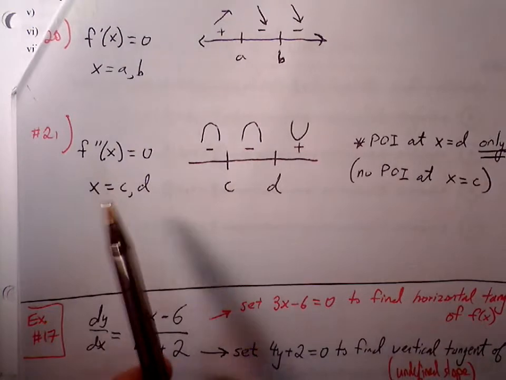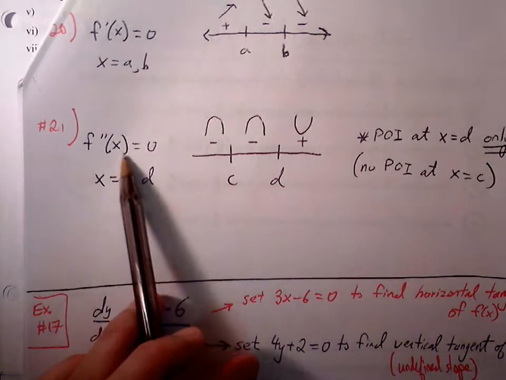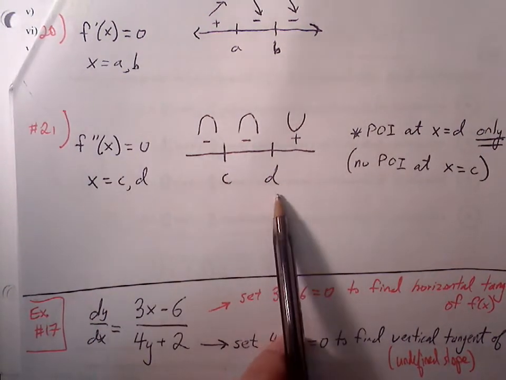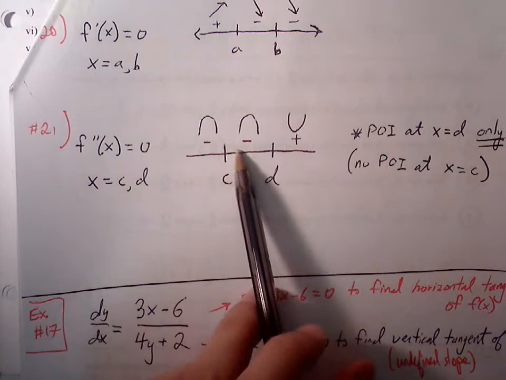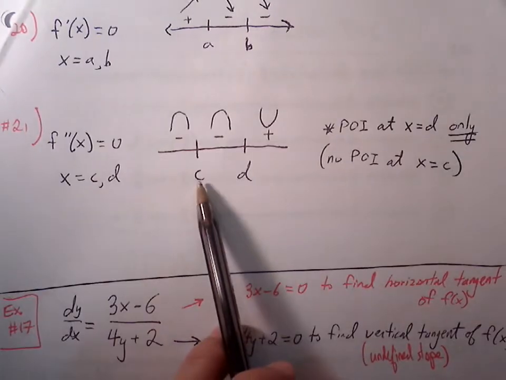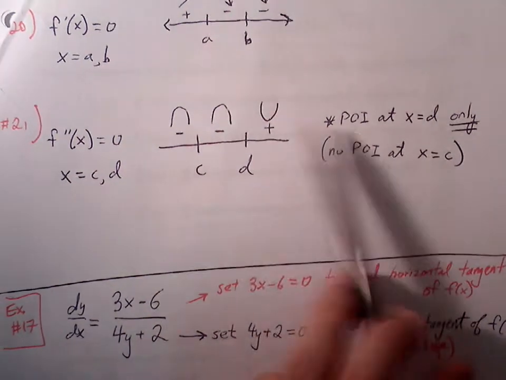Same thing here. Just because we find C and D, 2 points being places where my second derivative value is 0, it doesn't guarantee a point of inflection. It's a critical point, but a point of inflection can only occur if there's a change in sign. And if there's no change in sign, it only stays as a critical point, but it doesn't graduate to a point of inflection unless there's a change in sign.